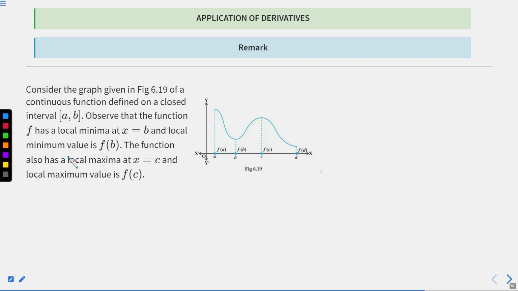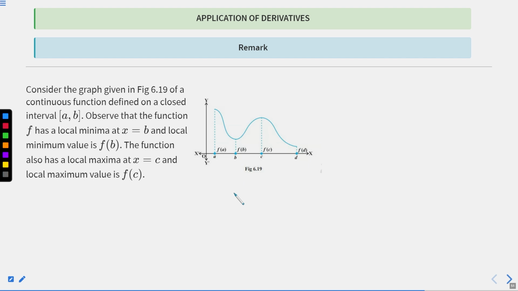Remark, consider the graph given. This is the graph of a continuous function defined on a closed interval. Observe that the function f has a local minimum at x equal to b, and the local minimum value will be f of b. The function also has a local maximum at x equal to c, and the value will be f of c. Simple? Clear? I hope it is clear to you. So now what?